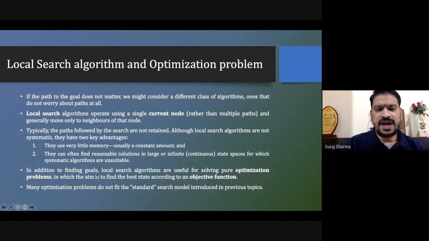In addition to finding goals, local search algorithms are useful for solving pure optimization problems, in which the aim is to find the best state according to an objective function. Here we'll try to solve the optimization problem in the local search algorithm. And how will we find the optimum result? Based on the objective function.